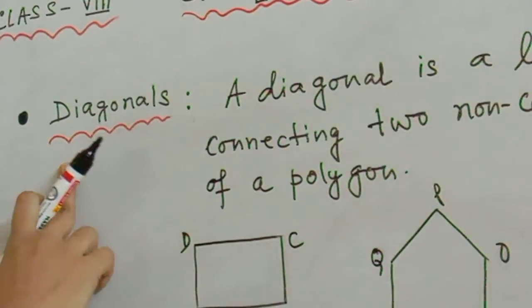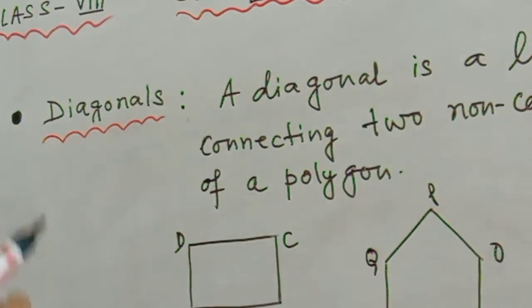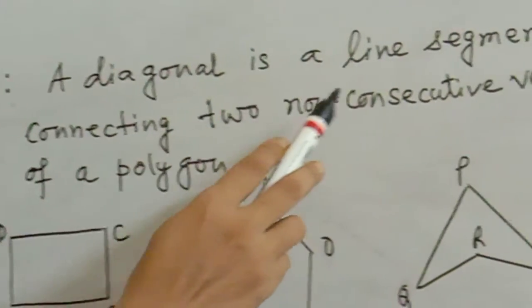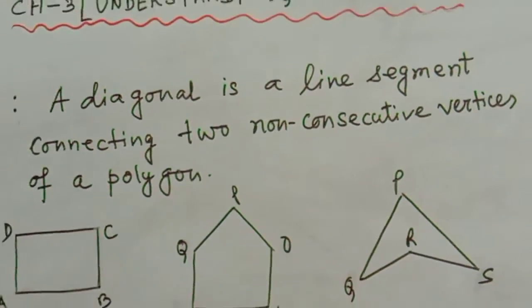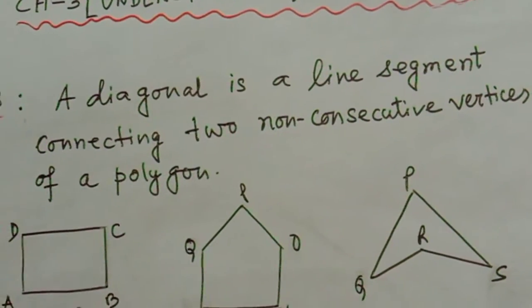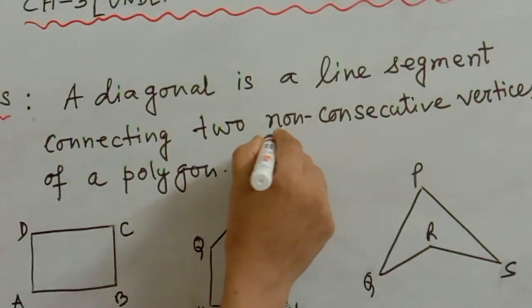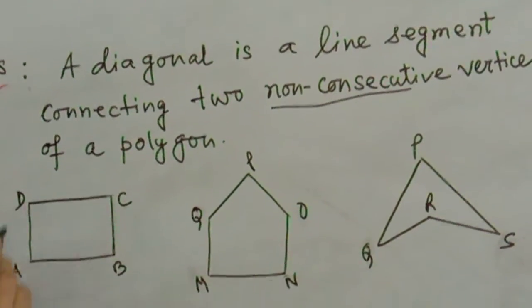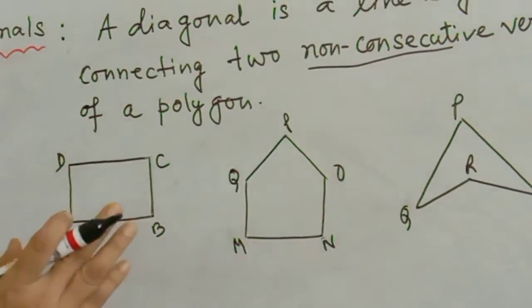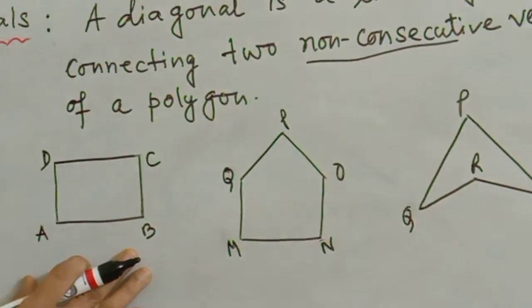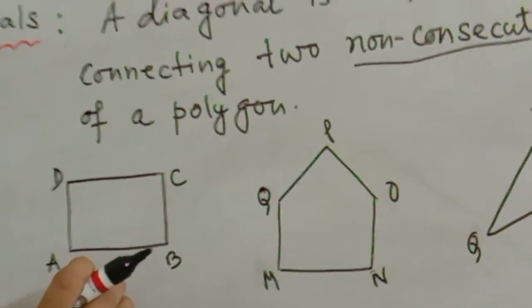Now the next topic is diagonals. What are diagonals? A diagonal is a line segment connecting two non-consecutive vertices of a polygon. What do you mean by non-consecutive vertices? See, ABCD is a quadrilateral, because it is a four-sided polygon, so we can say it is a quadrilateral.